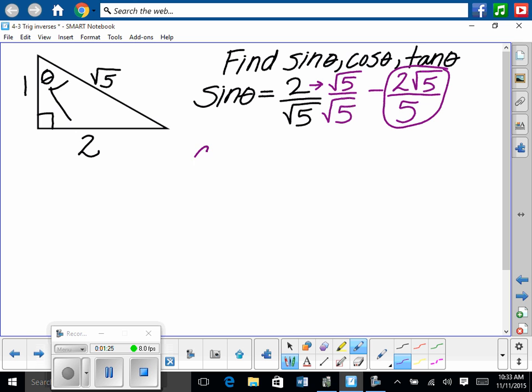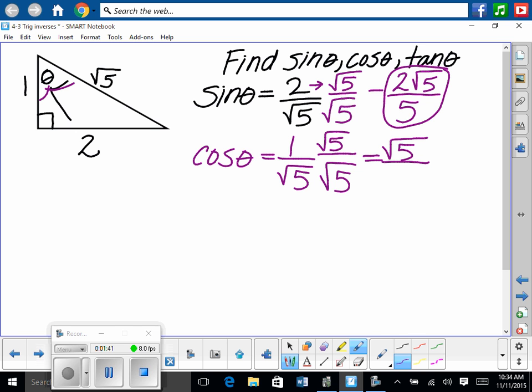Yeah. Cosine of theta is, oh heck, another hour. Adjacent over hypotenuse, so 1 over the square root of 5. And then we'll multiply the bottom and the top by the square root of 5 to rationalize the denominator. So straight across, 1 times the square root of 5 is the square root of 5. On bottom we have the square root of 5 squared, which is 5. And then tangent of theta is of agony, so opposite over adjacent, so 2 over 1, which is 2, right? Yeah. Okay, awesome. So we're all good with those.